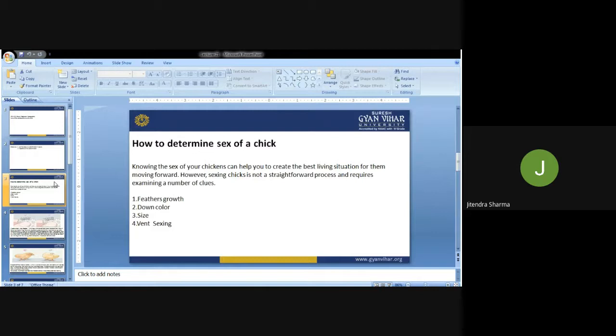So for sexing chicks, there are four methods on the basis of which people can generally identify and differentiate between male and female at a day old stage. Number one, the growth of feathers is also a criterion. Then the down color is the second criterion, and then on the basis of size, they can have a little idea whether the chick belongs to male or female. Then vent sexing: this is the final one, the scientifically proven method, and through this we can have 100% identification whether the chick belongs to male or female.